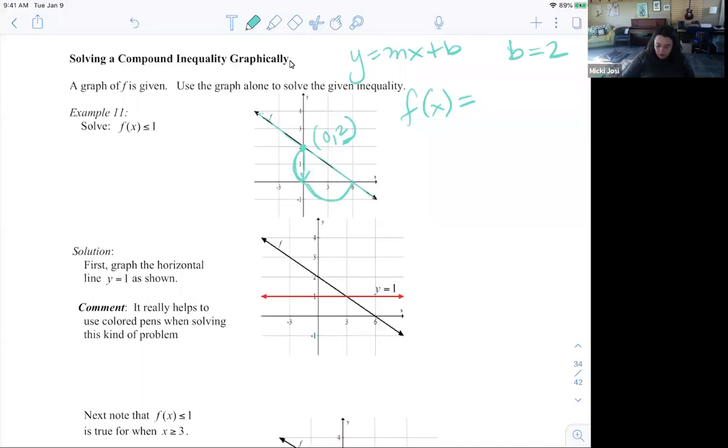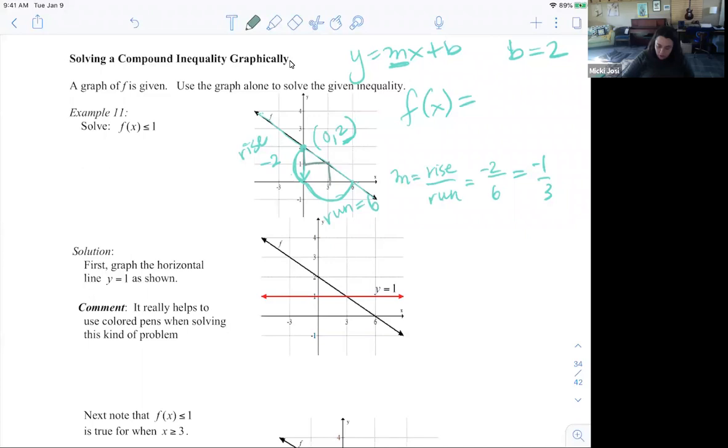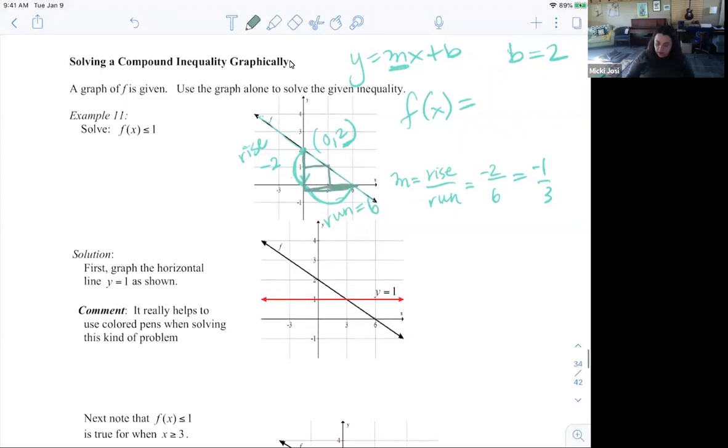If I'm going down, my rise is -2 and my run is +6 because I went from 0 to 6. You could also do the slope formula if you want. Our slope m is equal to rise over run, so I have -2 over 6, which reduces to -1/3. I could have gone down 1 over 3, down 1 over 3, the same as going down 2 over 6. These are just equivalent fractions. So I have f of x equals -1/3 x plus 2 as my equation.